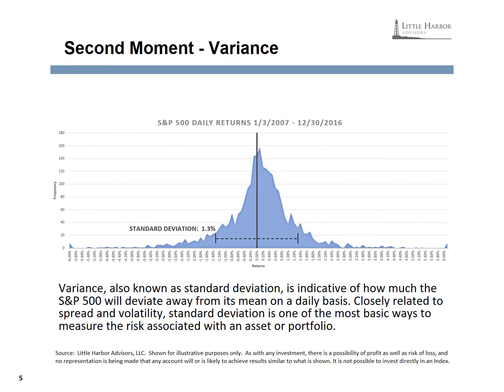Of course, mean only tells you the average. Variance, also known as standard deviation, adds another important element to distribution analysis and is indicative of how much the market deviates away from its mean on a daily basis. Closely related to volatility, standard deviation is one of the most basic ways to measure the risk associated with an asset or portfolio.